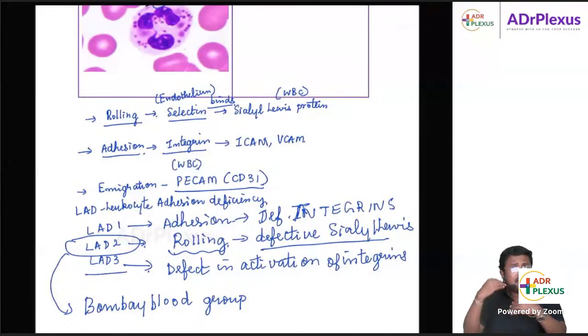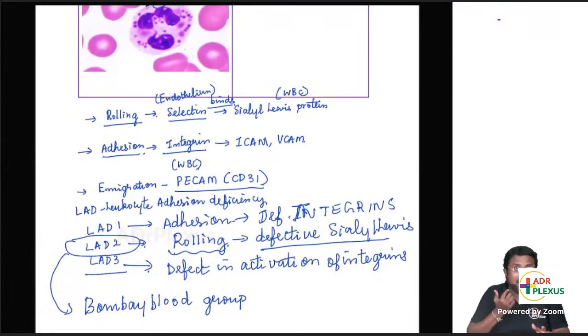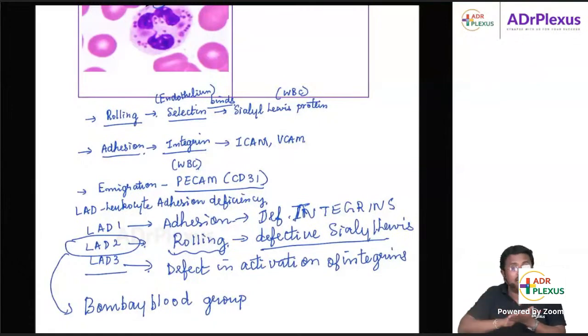Yes, in LAD there will be repeated infections. Infection of the gum will be there, and umbilical cord infection will be there. And a very important thing, because of the defect in adhesion, there is a delay in the umbilical cord separation. Very good. Delayed wound healing as well.